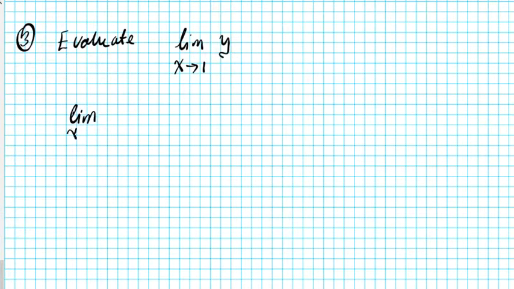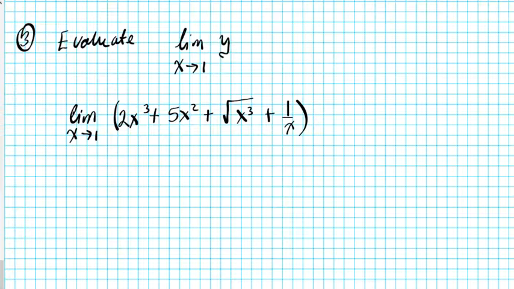So what's the limit as x approaches 1 of the function, which is 2x to the third plus 5x squared plus the square root of x to the third plus 1 over x. So what is the intended output value? It could be defined or not. I don't care what the output value is, but what I care about is what this function is approaching. What is it getting really close to? Okay? Alright, so let's go ahead and do it.